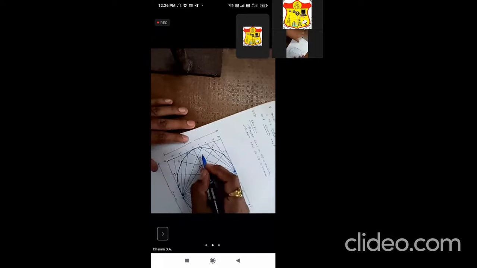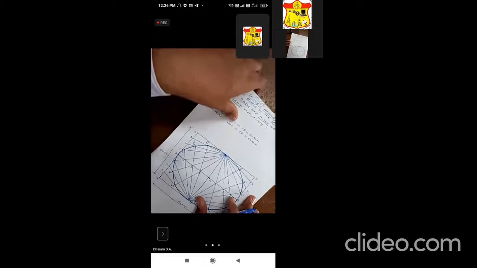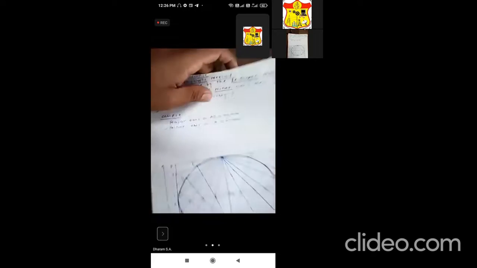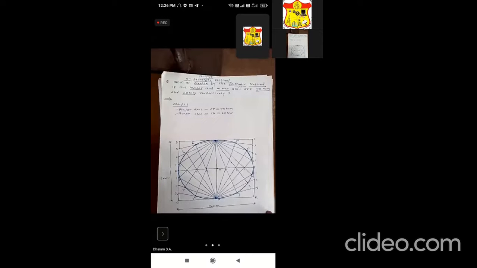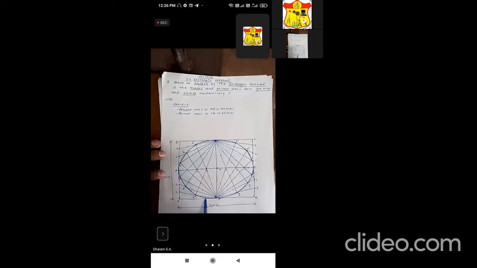Okay, so this is the ellipse by rectangle. Very simple. So this curve is our final answer. This is the ellipse by the rectangle method. We have drawn the rectangle earlier, and with reference to that we have drawn the ellipse. Okay, I hope so.